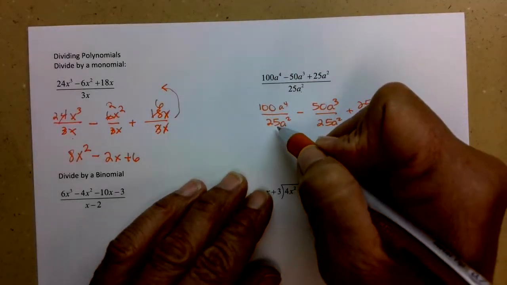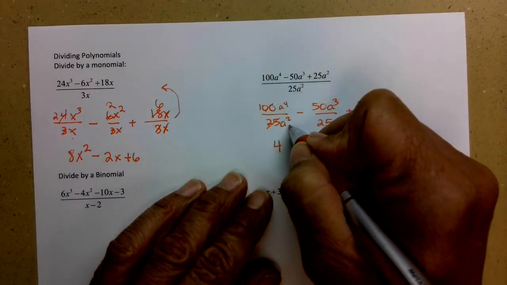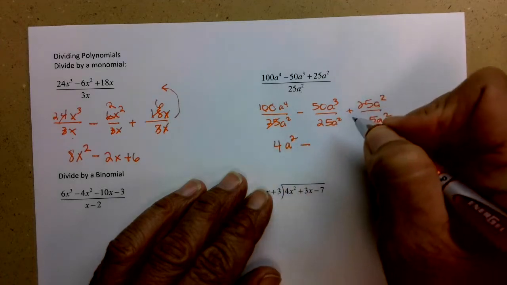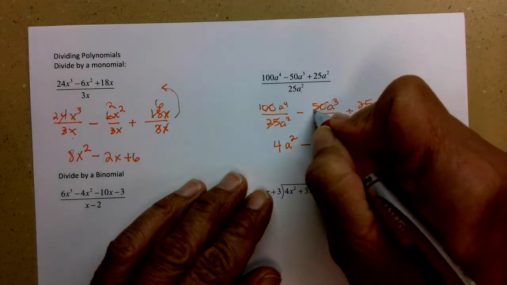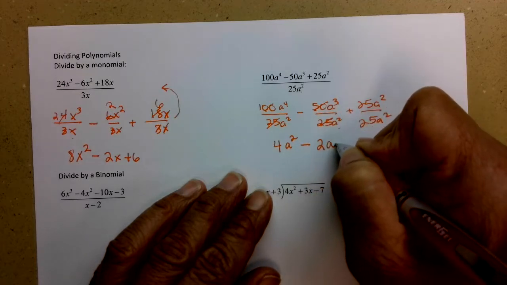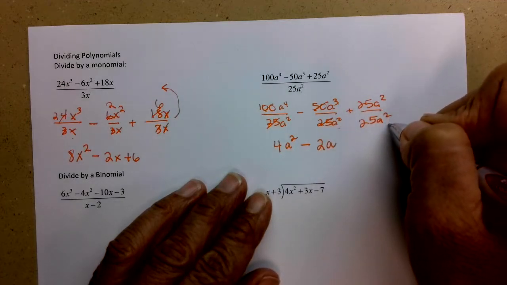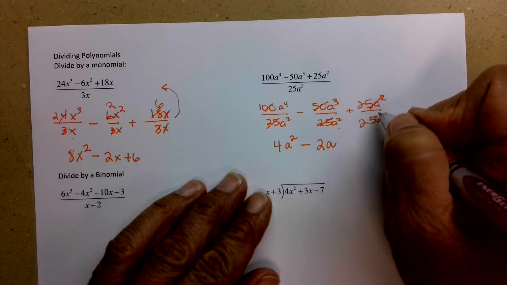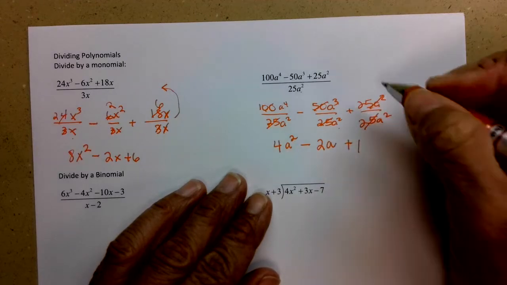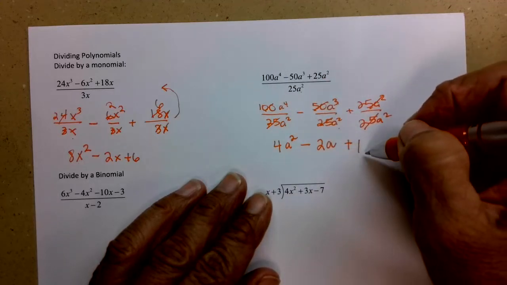So 100 over 25 is a 4. A to the 4th divided by a squared is a squared. Minus 25 goes into 50 twice. A cubed over a squared is a to the 1st. And then 25a squared over 25a squared. So these guys are exactly the same thing. So when they cancel, be careful here. It does leave behind a plus 1. So for every term that I had in the numerator of where I started, I need that many terms in my final answer.